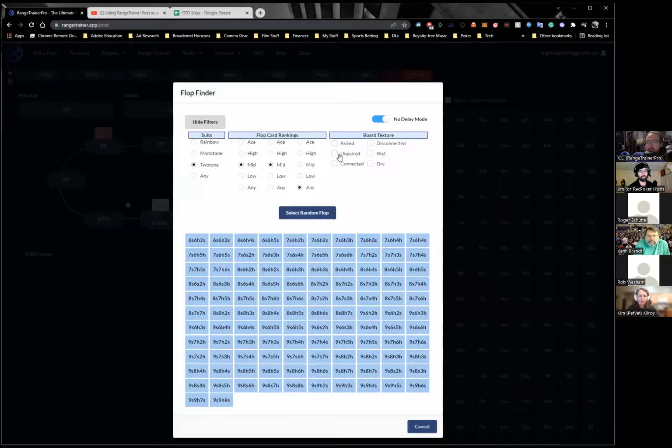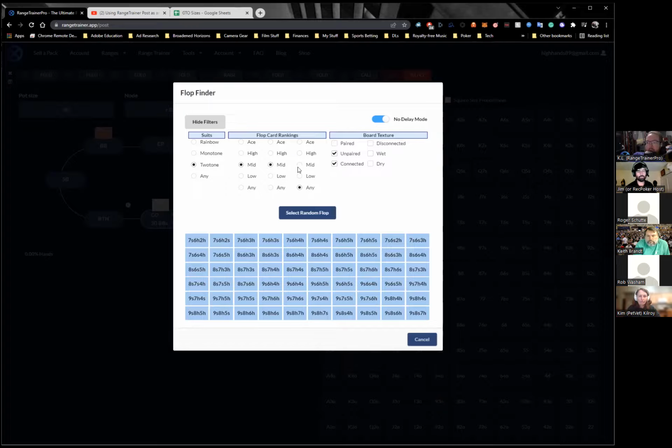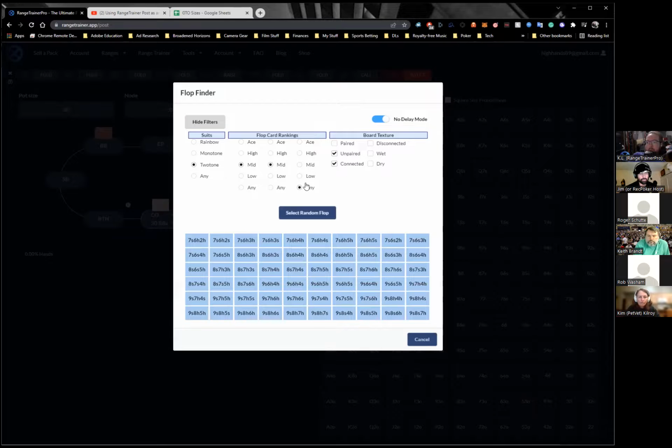And as long as you have more than 20 flops, here we go. So as long as you have more than 20 slots, which I don't anymore because I applied too many filters. So I'll do this. We'll say unpaired connected.